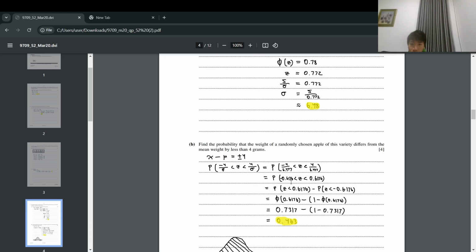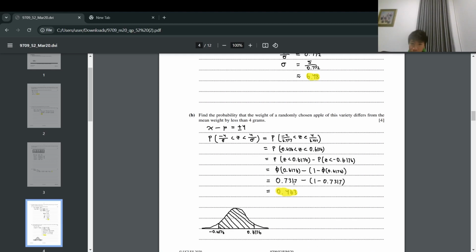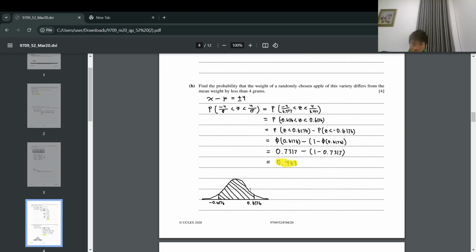Okay, so as you can see, 0.6176 is the result from the negative 4 over 6.477. And to find it here, we can find probability of Z less than 0.6176, which is this area right here. But however, that's not done, as we need to find this middle area and not this whole area.